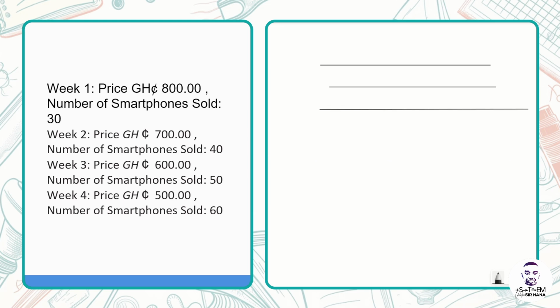So it means that we are going to have the week. We can have week 1, week 2, week 3, and then week 4. And then in our next row, we'll have the price. In week 1, the price was 800 Ghana cedis. So write Ghana cedis here. Then week 2, it was 700 Ghana cedis. And then it went to 600 Ghana cedis, and then 500 Ghana cedis.